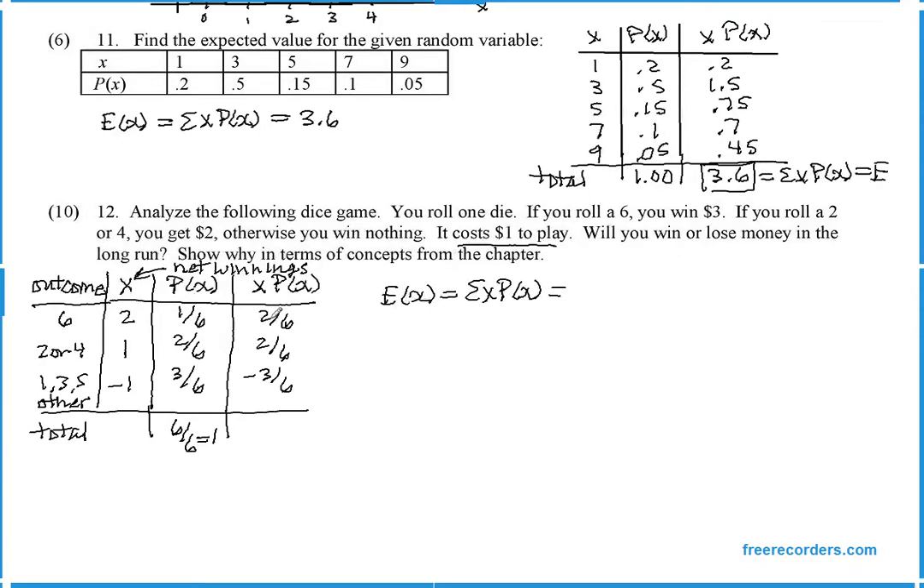So we add these guys up. 2/6 and 2/6 is 4/6, minus 3/6 leaves us 1/6. So 1/6 of $1, which is approximately 16 cents. And so our expected winnings here would be 0.16. So on average, you win 0.16, 16 cents, each time you play.